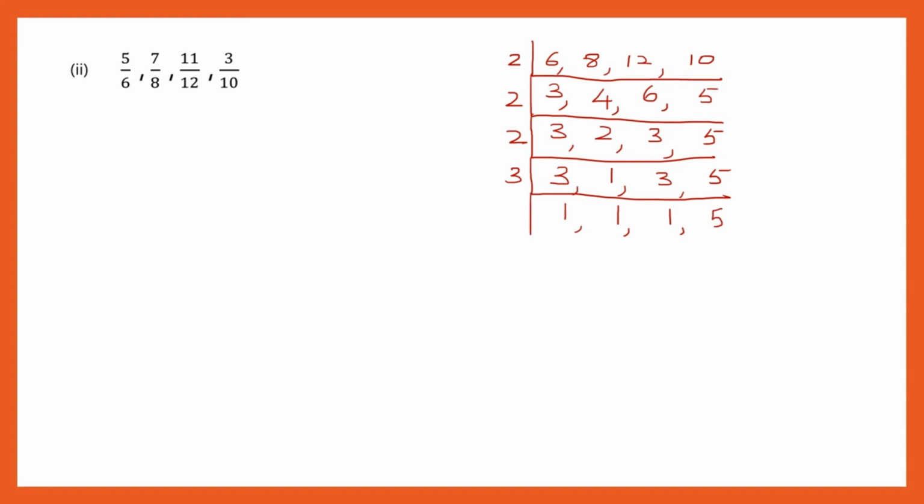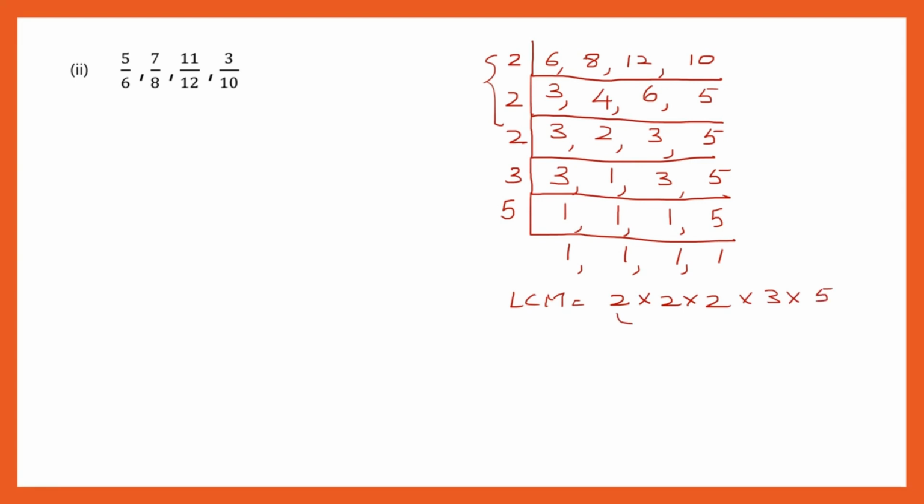This time I divide by 5. 1, 1, 1 and 5 ones are 5. Okay, so now let's find the LCM. LCM equals, I bring down all these numbers, 2 into 2 into 2. There are 3 2's here into 3 into 5.